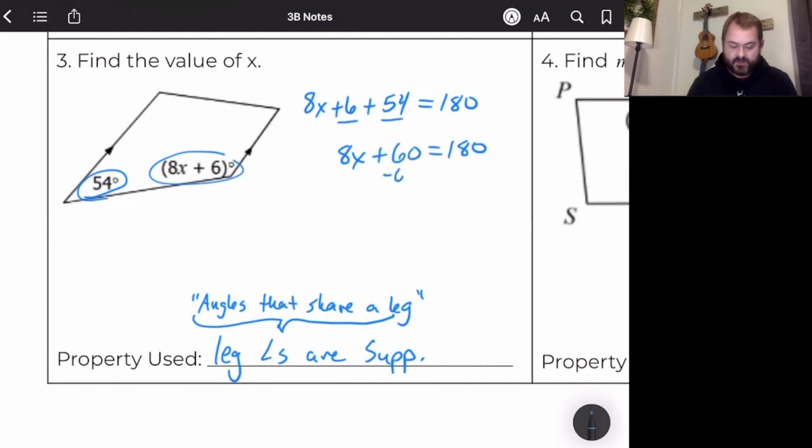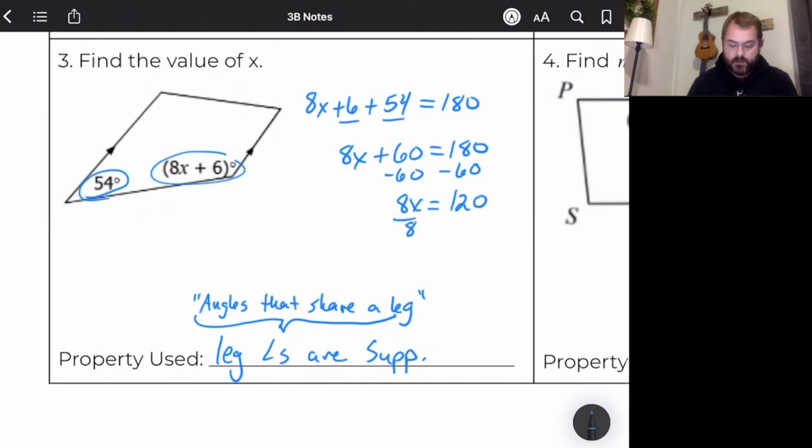Then we subtract 60 from both sides, leaving 8x equals 120. And then we divide by 8. And so if I do 120 divided by 8, I get 15. So x is 15.